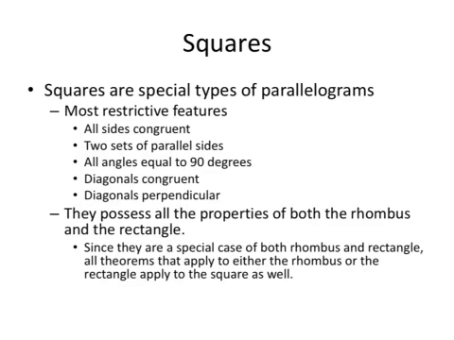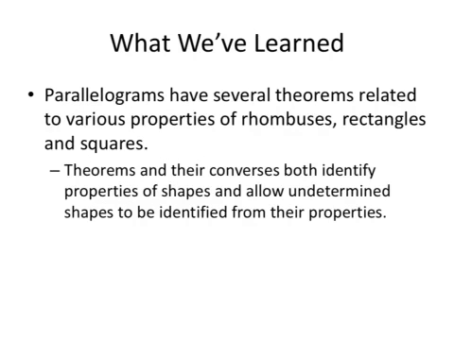So, squares possess all the properties of both the rhombus and the rectangle. Since they're a special case of both, all the theorems that apply to either the rhombus or the rectangle apply to the square as well. So we can use these theorems to help solve problems that deal with squares. So what we've learned: parallelograms have several theorems related to them that apply to rhombuses, rectangles, and squares. Using these theorems and their converses, we can identify properties of shapes and allow undetermined shapes to be identified from their properties. So we can do a lot with these. That's it for now.